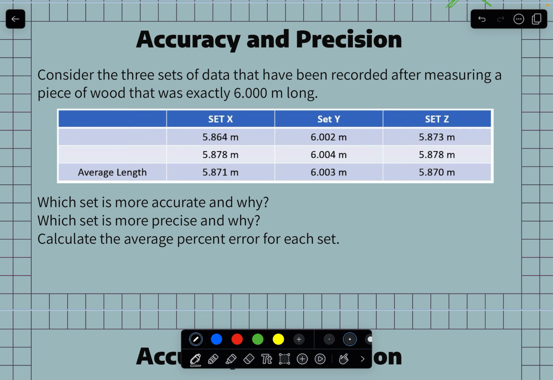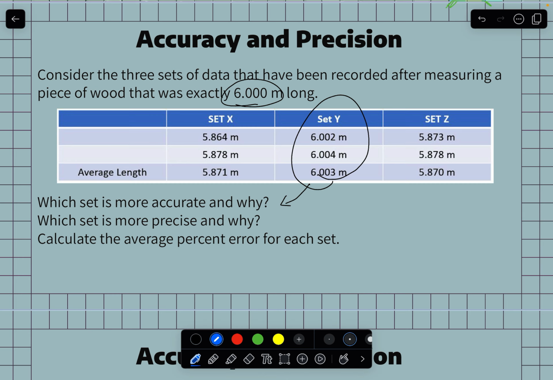This looks at ways we can talk about data sets. Accuracy is when you are closer to your target. If our target is 6 meters long, the set that is closest to 6.000 is going to be set Y. That's going to be our most accurate because it is closest to our target of 6.000.